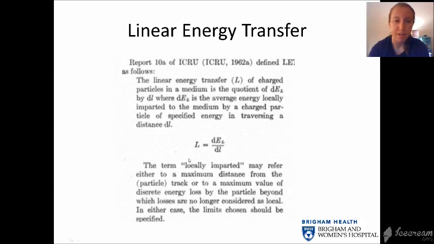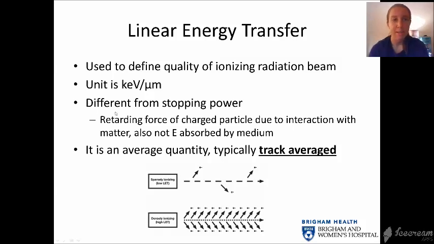So this is the equation for the linear energy transfer. It's the amount of energy that is transferred to the medium over a certain length. So this doesn't talk about how the energy is absorbed. This is just talking about how the energy is transferred. And the LET, as we call it, that's the acronym, is used to define the quality of an ionizing radiation beam. The unit is keV per micrometer. keV is just an easier number to work with. Sometimes we deal with MeV, but keV is useful. And micrometer, just because of the distance that we're interested in.